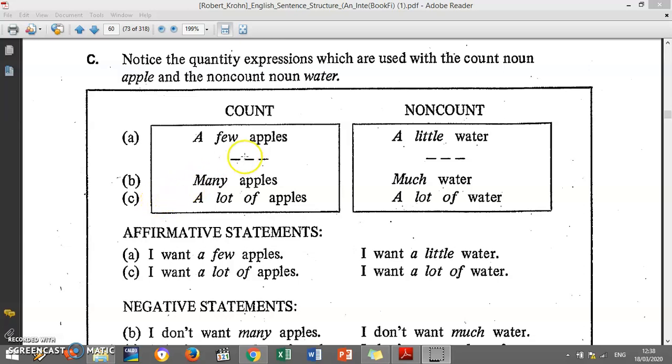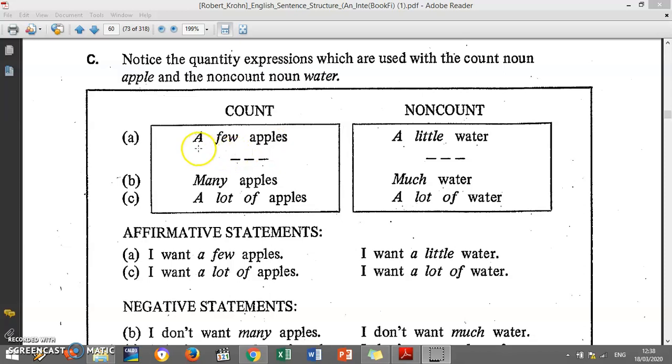Okay, still talking about countable and uncountable nouns. Here we will learn about quantity expressions when we talk about countable and uncountable nouns. So, when we use quantity expression atau ketika membicarakan tentang kuantitas atau banyaknya sebuah benda yang bisa dihitung dan tidak bisa dihitung itu berbeda. So, they are different.